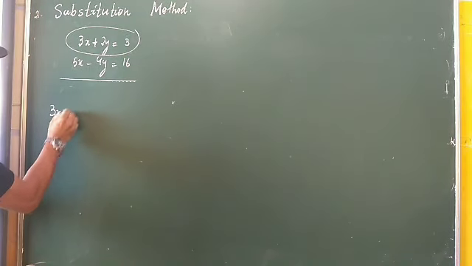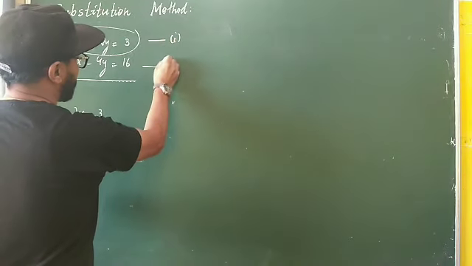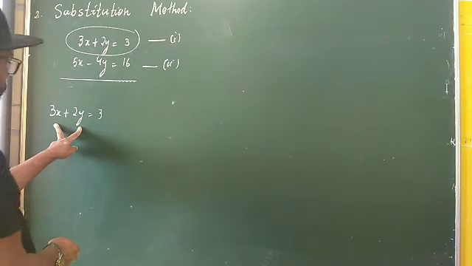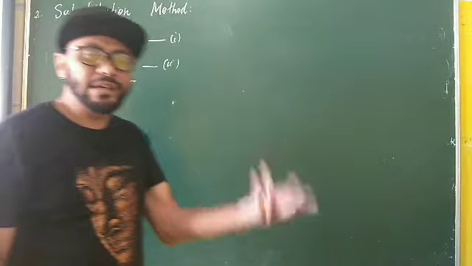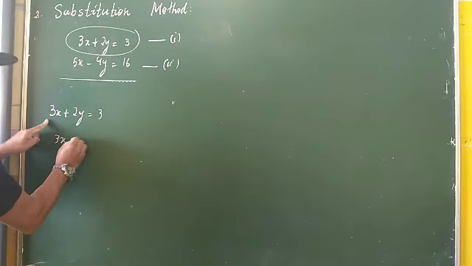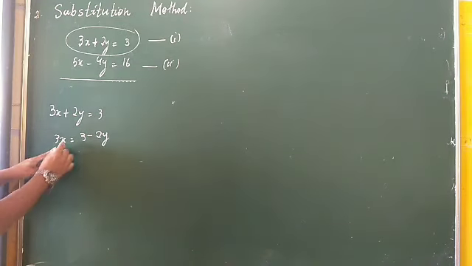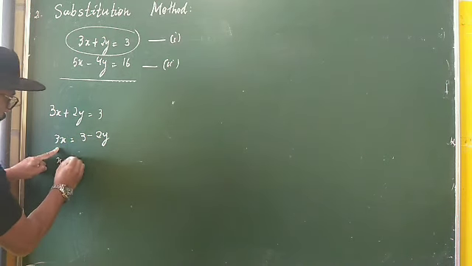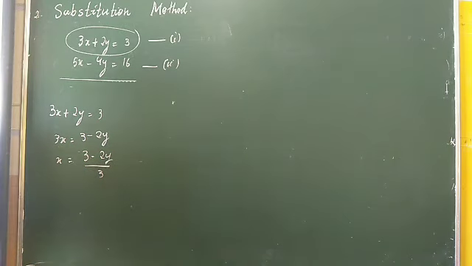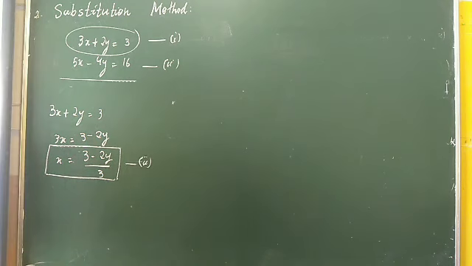3x plus 2y is equal to 3. Let's take this as equation number 1, and the other as equation number 2. Now we have two variables, so let's find the value of either x or y in terms of the other variable. For example, if I want x, then this 2y will go to the other side. Now I want x, not 3x. Where will this 3 go? This 3 will go down. We have to cross multiply. So we got the value of x.